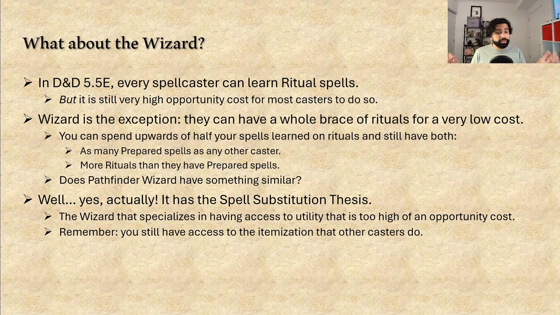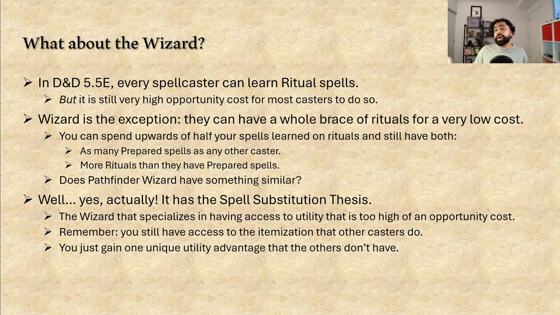Remember, every caster, including the spell substitution wizard, is going to have access to itemization. You will still have scrolls of water breathing. You will still have wands of telepathic bond. But when you come across a day when your scroll of water breathing was not that useful, you're still able to switch out a spell prepared and find a utility spell that was in your spellbook that's more applicable to the situation. And that does make the spell sub wizard uniquely better at dealing with utility out of their spellbook than any other caster in Pathfinder.